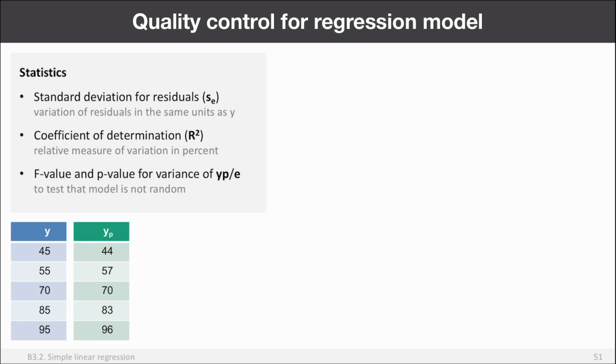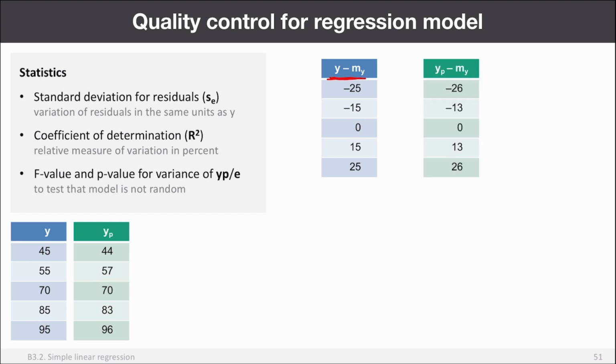Now let's do some calculations. First of all, I compute the distances between y and average y. Then I compute distances between predicted y and average predicted y. In this case, it's the same 70, right? For example, how did I get this -25? You remember the average y is 70, so it's 45 minus 70, it will be -25. How did I get this -26? Again, average yp is 70, it's 44 minus 70, it will be -26, right?